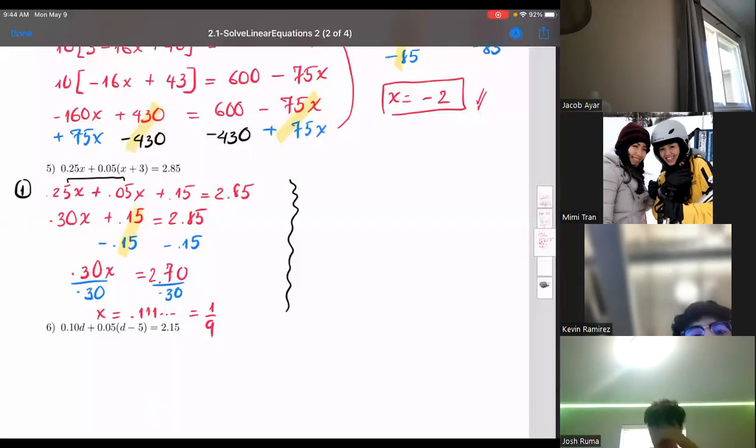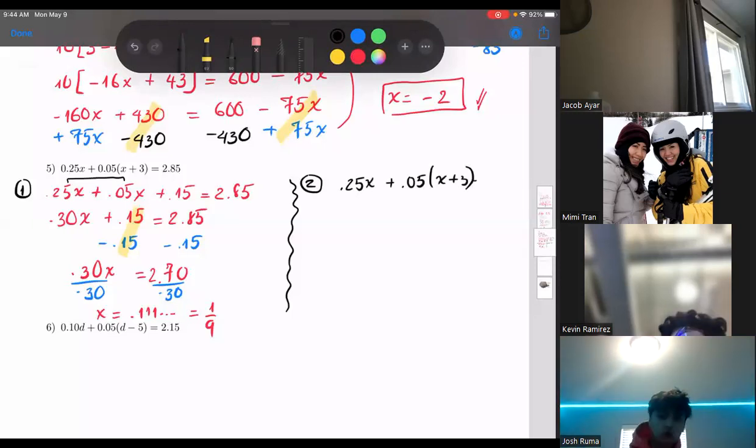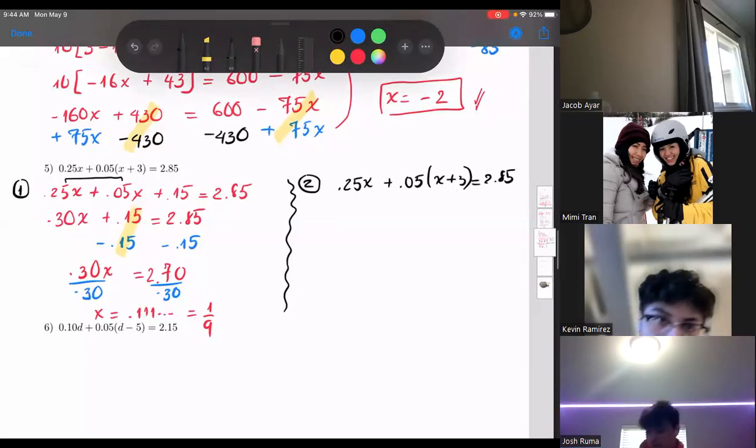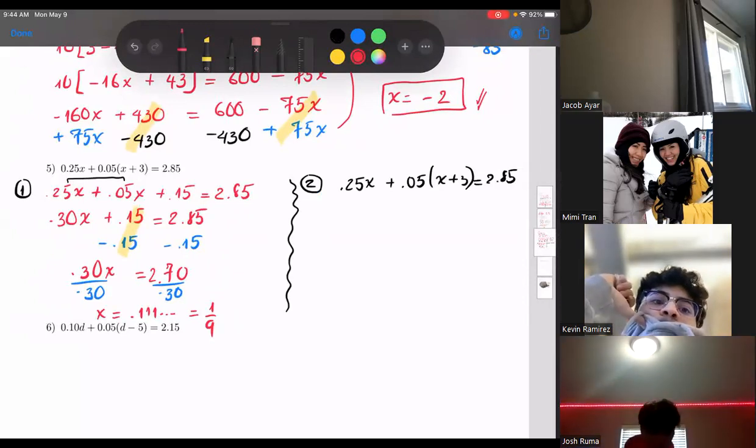Okay, so method 2 is for somebody who doesn't like fractions. So what they're gonna do, they're gonna multiply both sides by 10. Let me rewrite this: 0.25x plus 0.05x plus 3 equals 2.85. Multiply both sides by, actually, 100, because there are 2 decimal places. So multiply by 100.